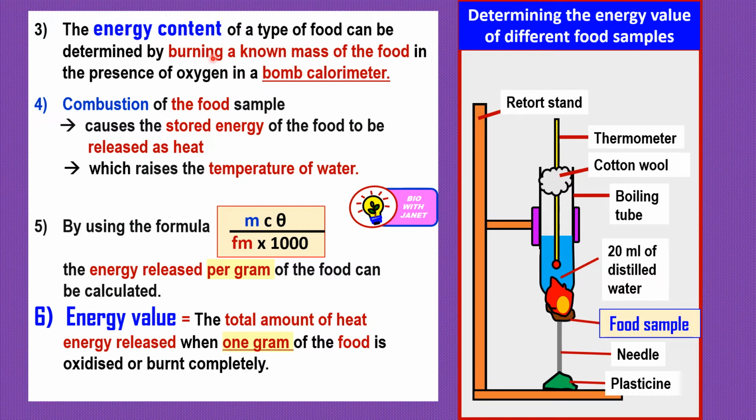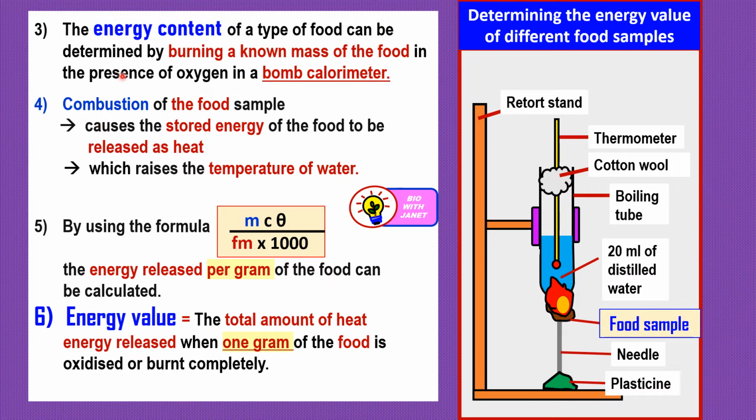So the energy content of a type of food can be determined by burning a known mass of the food in the presence of oxygen in an apparatus called the bomb calorimeter. Okay, just like in the body, food can be oxidized or broken down to provide energy. So we can sort of imitate that breakdown of food by burning it using fire. Of course, this type of burning will release energy even faster than the oxidation of food in the cells, all right? But you also release energy, just like in oxidation of food.